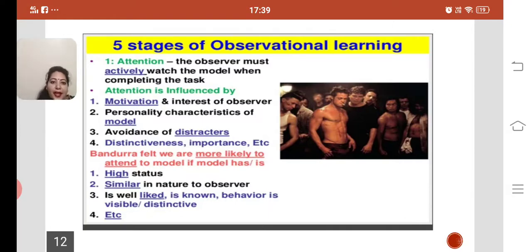Now, Bandura felt we are more likely to attend to a model if the model has high status, is similar in nature to the observer, is well liked, is known, and whose behavior is visible and distinctive, and many other characteristics. These are very general characteristics. You will tend to attend to that person who has a high status. That affects us, and even the teenagers more. Whose nature is similar to ours, we always try to imitate that person.